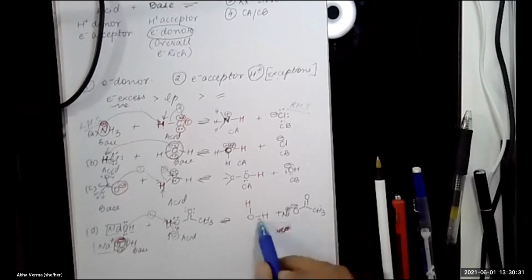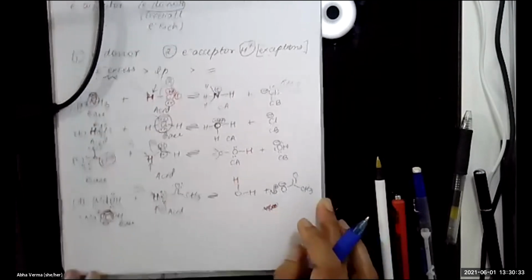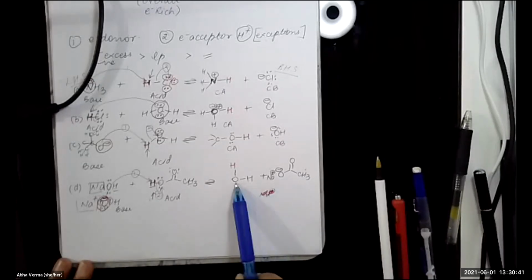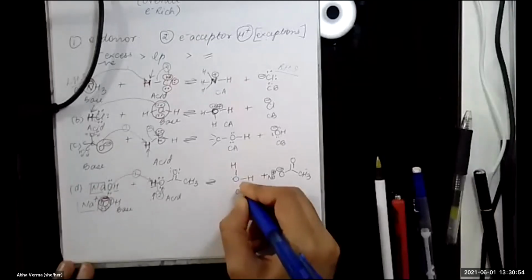Among these two, Sydney, are you here? Yes, I am. Okay, Sydney, help me. Among these two, which of these two is going to be my conjugate acid? The OH, the H2O, right? Very good. And why?